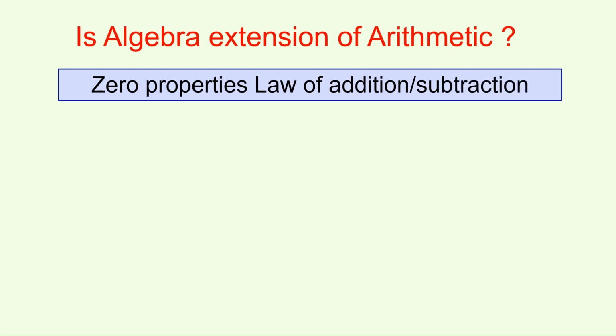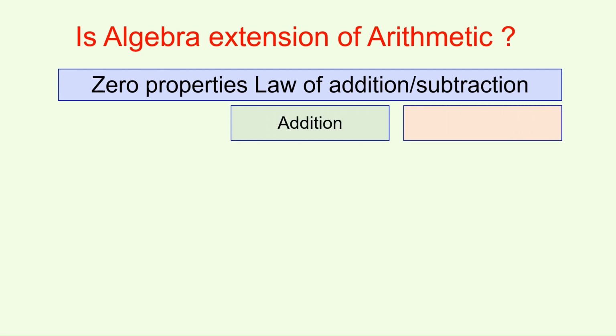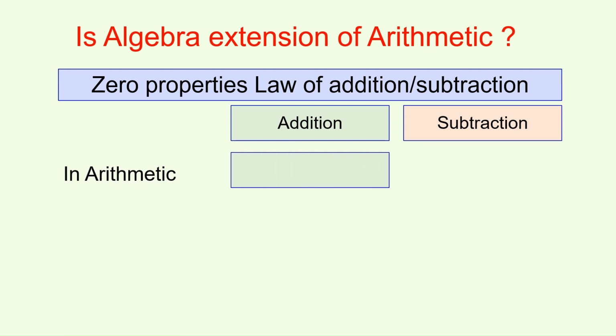Zero properties law. For addition and subtraction, it tells us it makes no difference to the results if 0 is added or subtracted. See chart carefully.